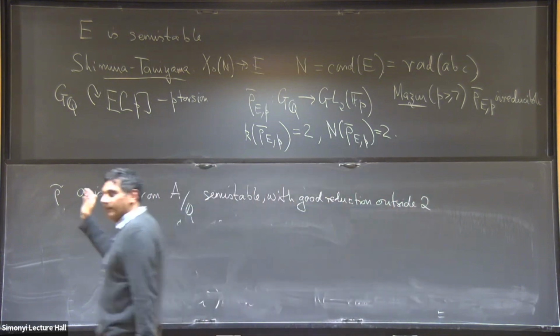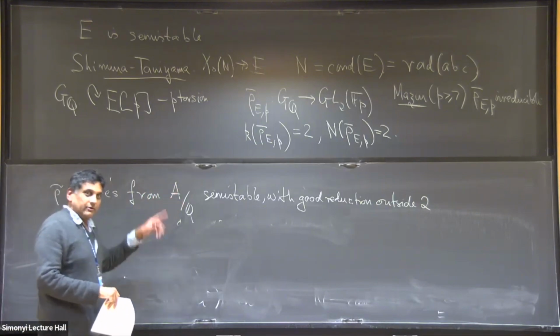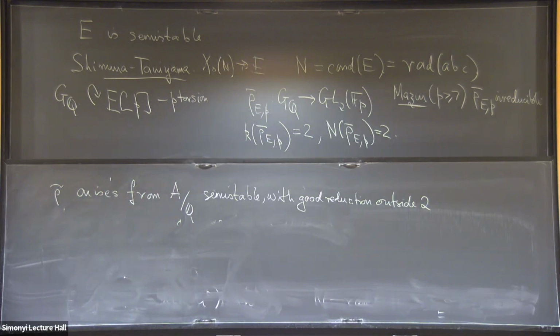Right, and such a thing Fontaine had proven doesn't exist. Fontaine and Brumer had shown that such a thing doesn't exist. Right? Or this A is coming through this potential modularity.